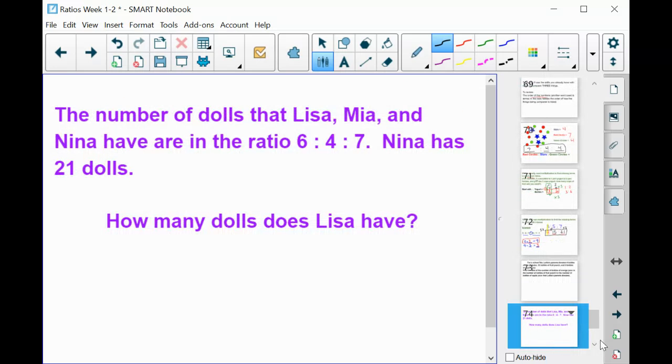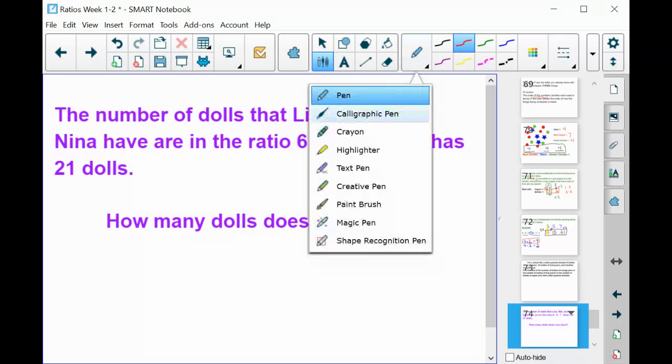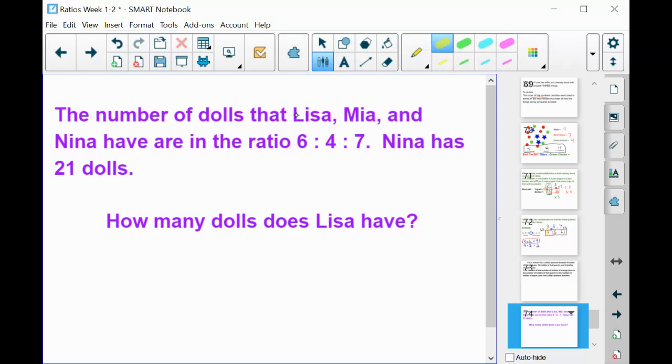The number of dolls that Lisa, Mia, and Nina have are in the ratio of 6 to 4 to 7. Nina has 21 dolls. Now, one thing I want to caution you about today is you need to still pay really close attention to the order of these. So when I read this, watch this. I'm going to use my highlighter. What term is first? Lisa.